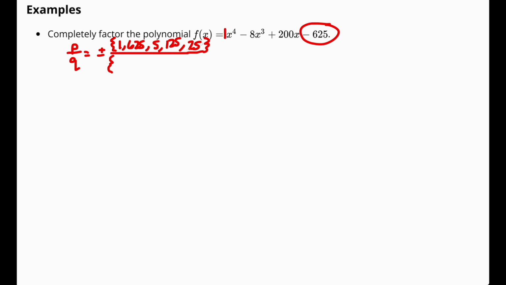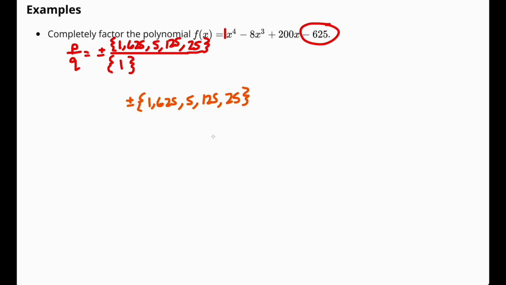Then we're going to be dividing it by the q. In this case, the value is 1. So we end up having something like that. So all the possible values, the possible roots, would be plus or minus 1, 625, 5, 125, and 25. So from here, we're going to use our calculator and try to test all of those values and figure out which of them actually give me a 0.